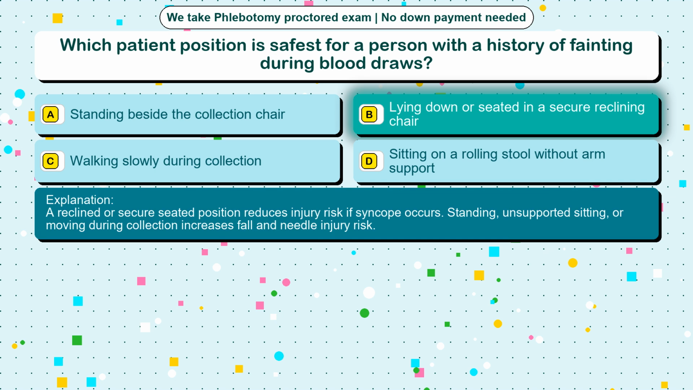A reclined or secure seated position reduces injury risk if syncope occurs. Standing, unsupported sitting, or moving during collection increases fall and needle injury risk.